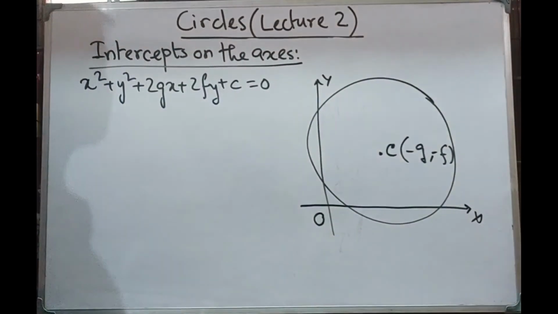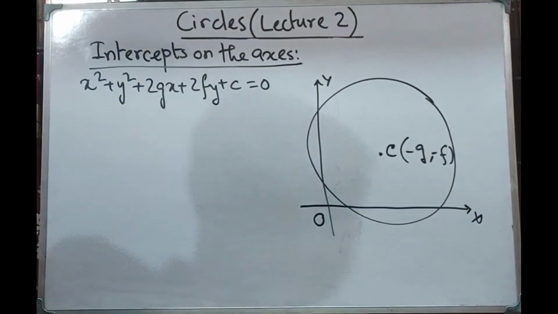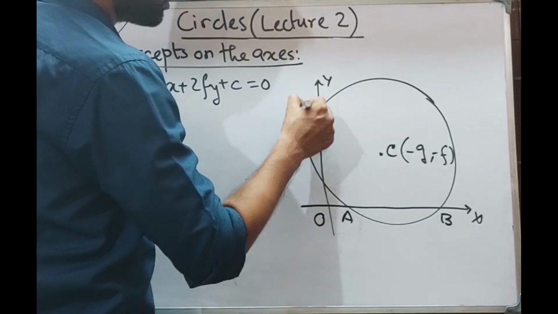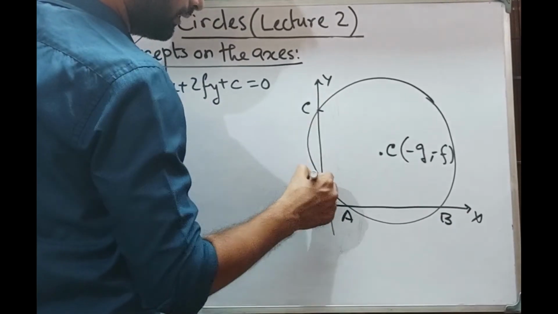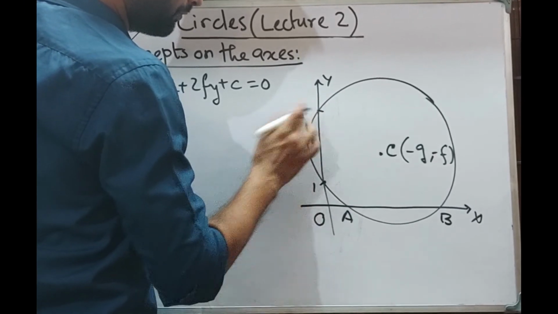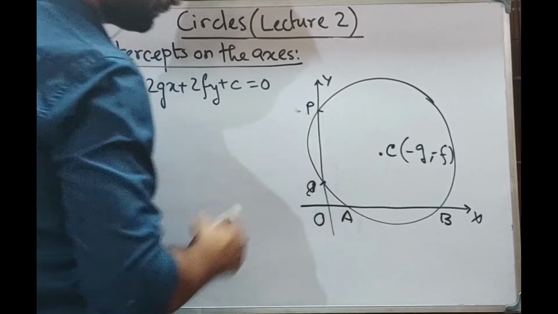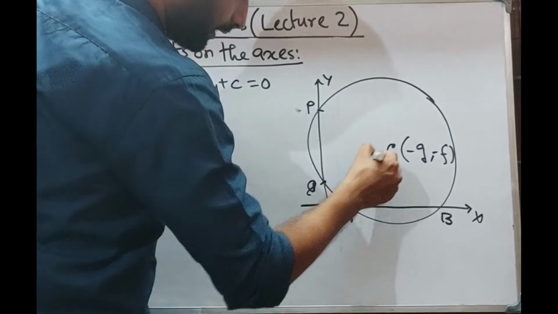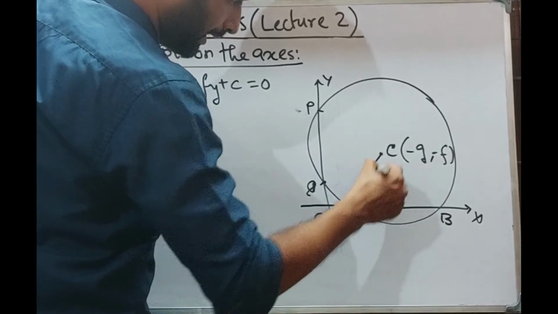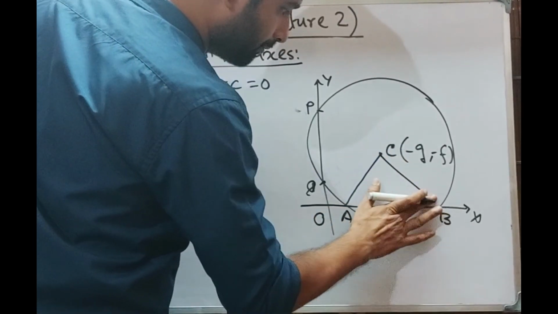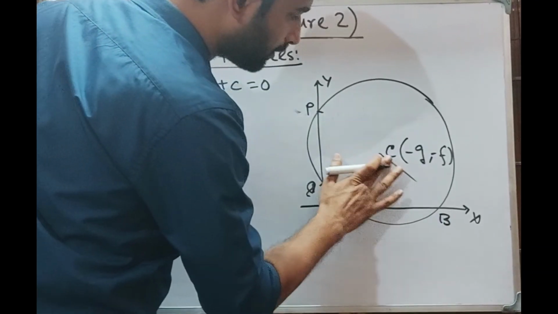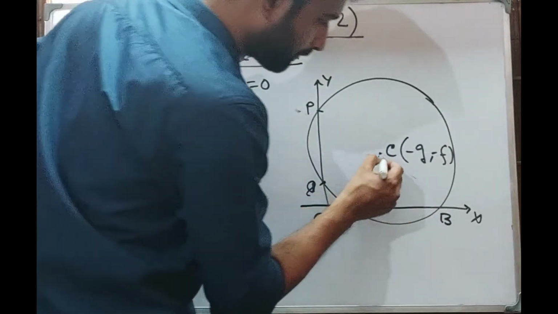where the point C is having the center as minus g, minus f. Now you can see that the circle is intersected by x-axis at 2 points. We name the points as A and B. And the same way, y-axis is also intersecting the circle at 2 points. Let me name them P and Q. So now we need to do a little bit of geometry, that we need to join the points A with C and B with C, so that we can draw the triangles like this.